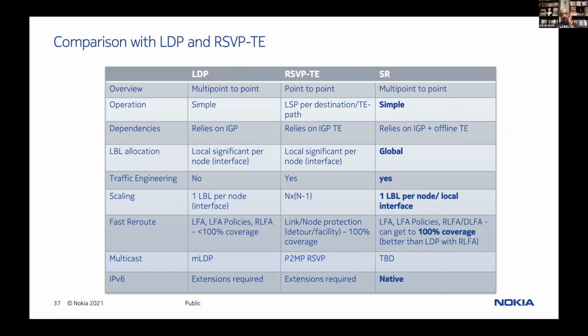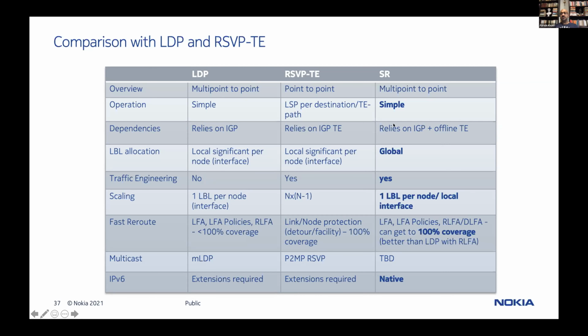Now, it comes to the conclusion of this first section on introducing the technology of segment routing. And this table should be familiar. We went through the LDP and RSVP-TE comparison earlier. Now to add SR to the mix, it is actually a multi-point to point construct by virtue of the fact that we are not building stitched up tunnels in the network. So many nodes can send traffic to the same destination node using the same label.